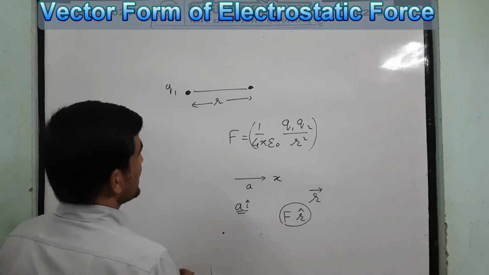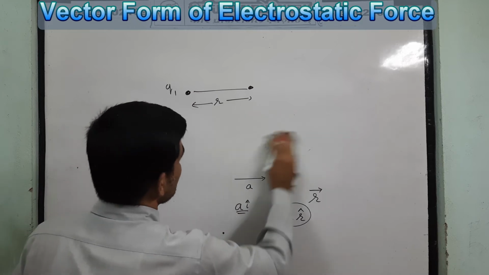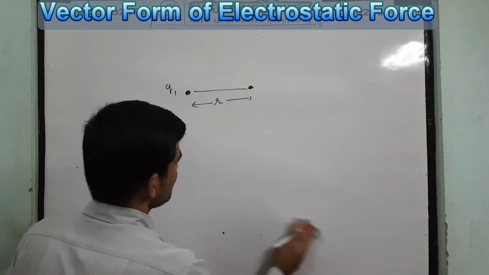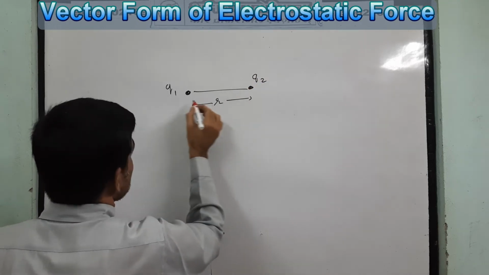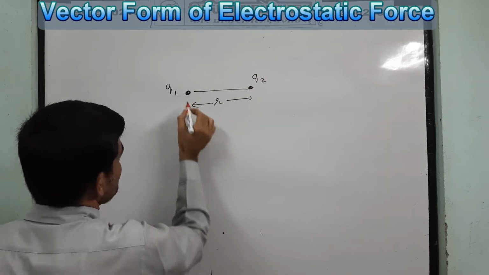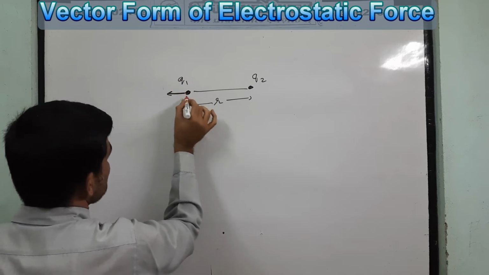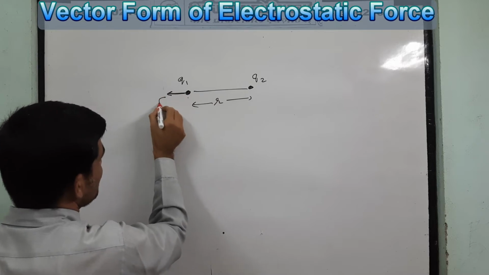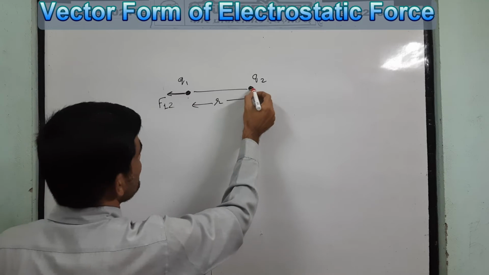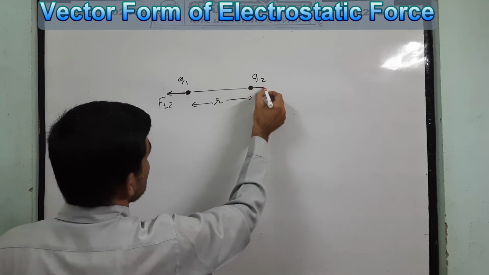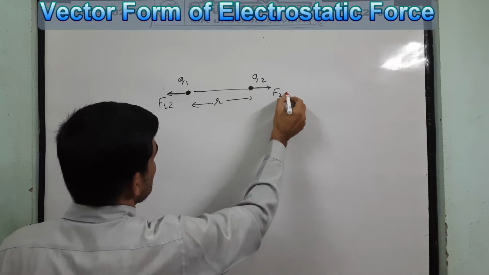Here also we have to write this f in terms of r. First we will take a simple concept. Just see, we have two charged particles. Considering these two charged particles are positive, they will repel each other. The force on the first charged particle is F1, because of charge 2, and the force on the second charged particle is F2, because of 1.